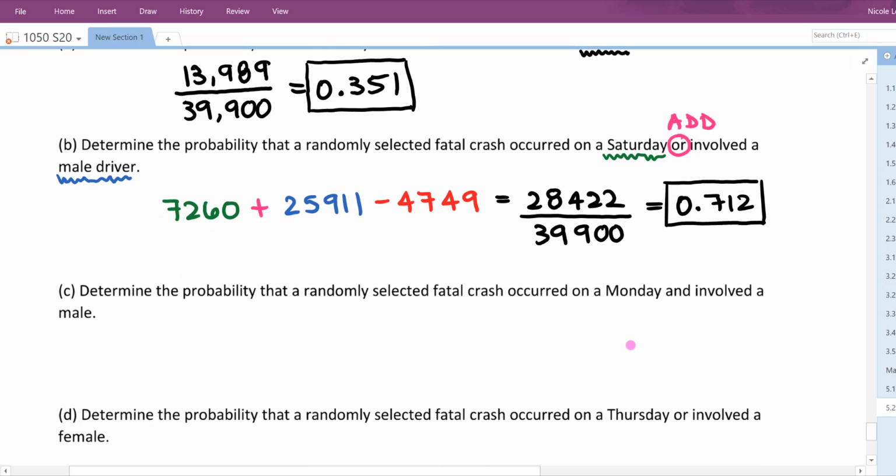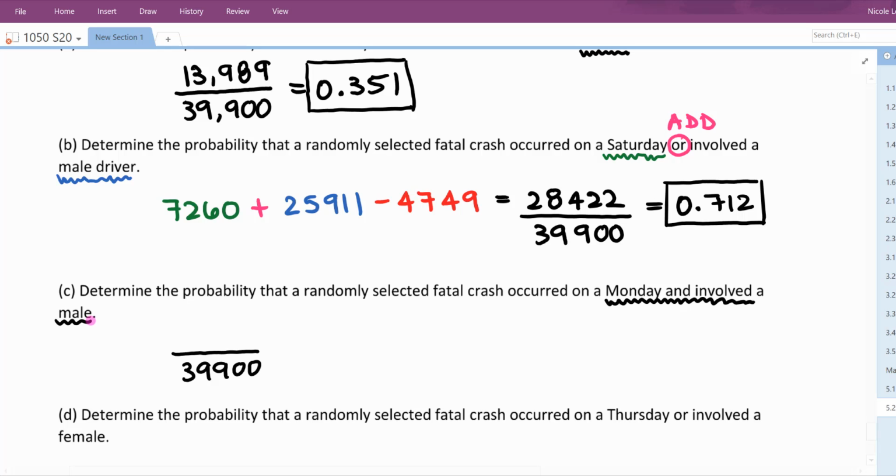Okay, so now for part C, we want to determine the probability that a randomly selected fatal crash occurred on a Monday and involved a male. So building our fraction, I know we'll have the total in the denominator. And then here we're trying to find the probability that the crash occurred on a Monday and involved a male driver. So Monday and male.